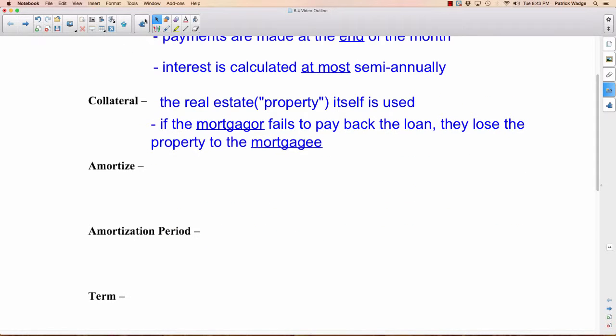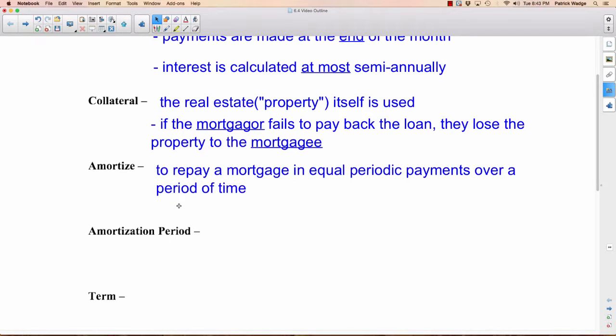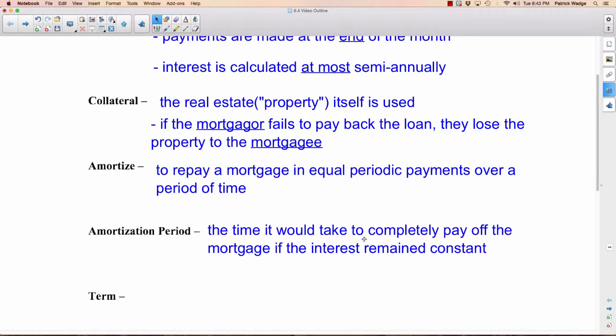Okay, amortize. Strange word, amortize. Amortize is a verb. It means to repay a mortgage in equal periodic payments over a period of time. In other words, it's just the regular mortgage payments you make to pay back your mortgage, the loan for your house. Amortization period. Amortization period refers to the time it would take to completely pay off the mortgage if the interest remained constant. It's usually 15, 20, or 25 years.